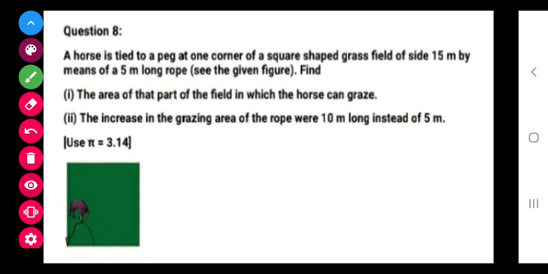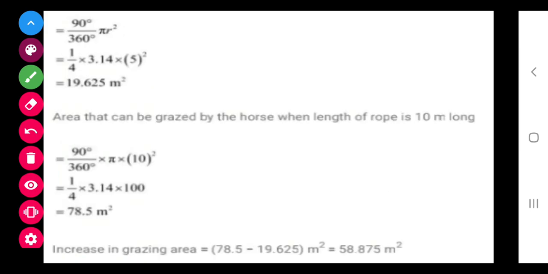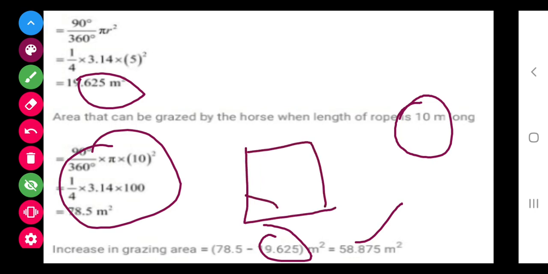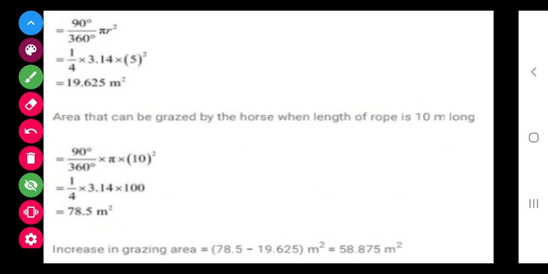So for that we will get the area of the sector with radius 10, and we will subtract the previous one from it, and we will get the new area. That is, whole area minus this one area, that is this area. I hope you all are understanding.